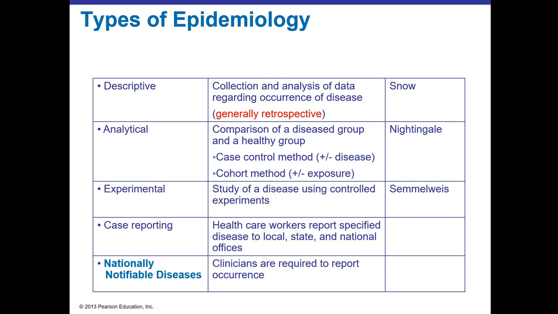Florence Nightingale was responsible for setting up the rules for what is referred to as analytical epidemiology. This is a comparison of a diseased group versus a healthy group. We can do this either as a case-control method, truly comparing those that have the disease and those that don't, but we can also do cohort methods, where we instead look at exposure versus non-exposure to try to figure out what might have been the cause.